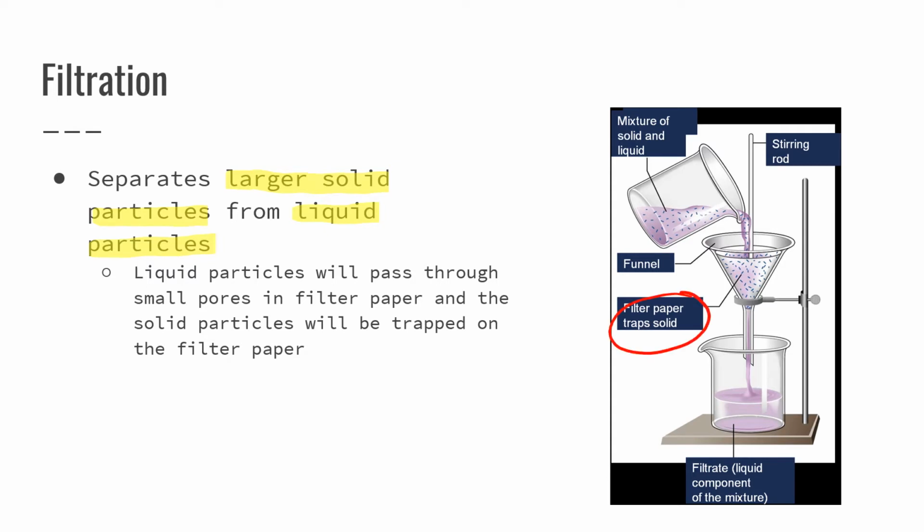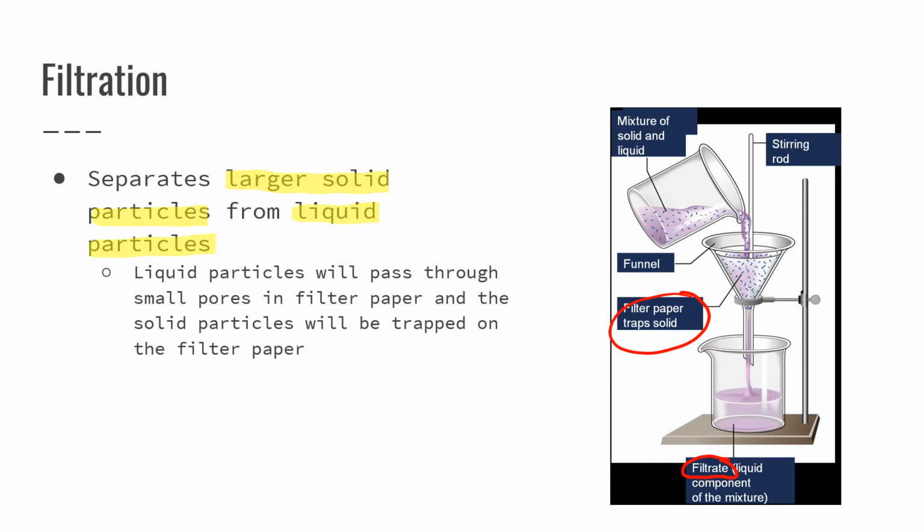That filter paper has small holes on it, also called pores, and the liquid particles are small enough that they will be able to pass through the pores, but the solid particles are too big, so they will be trapped on the filter paper. The liquid that goes through the filter paper gets collected at the bottom and is known as a filtrate, which is going to be just the liquid component of that mixture. A good example of filtration is making coffee. When you make coffee, the coffee grounds get trapped by the filter paper while the water is going to pass through the filter paper.